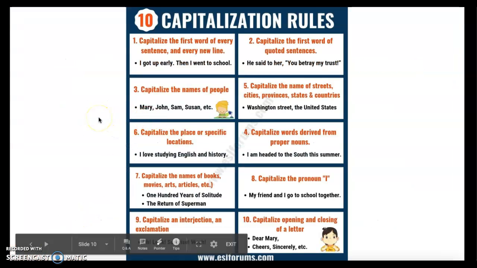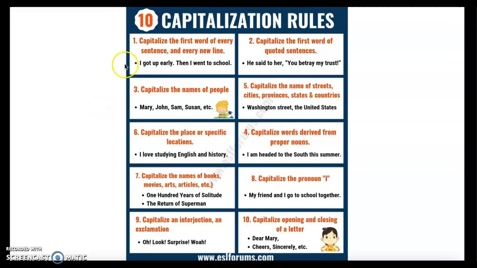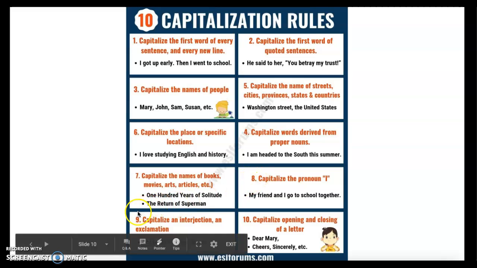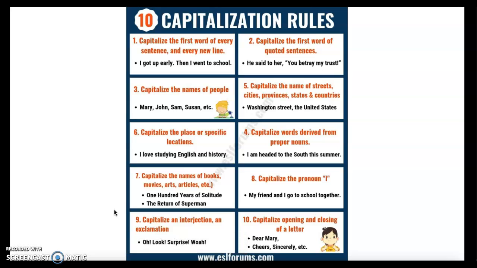Alright, and here are just some capitalization rules to finish us off here. Capitalize the first word of every sentence and every new line. Capitalize the first word of quoted sentences. Capitalize the names of people. Capitalize the names of streets, cities, provinces, states, and countries. Capitalize the place or specific location. Capitalize words derived from proper nouns. Capitalize the names of books, movies, arts, articles, etc. Capitalize the pronoun I. Capitalize an interjection, an exclamation. Capitalize the opening and closing of a letter.